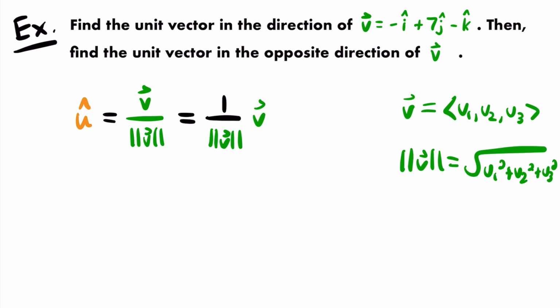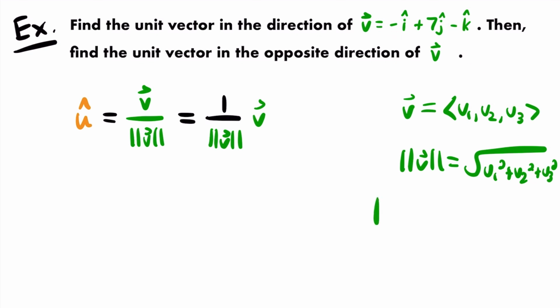Well, it's actually very simple. You just look at the coefficients of i, j, and k. The coefficient of i is -1, so that's going to be v1. The coefficient of j is 7, so that's going to be v2. And the coefficient of k is also -1, just like i, and so that will be v3 in our formula.